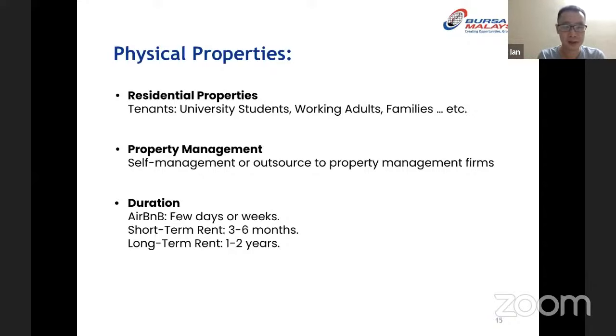Because you're doing Airbnb. Sometimes we may get tenants who want to rent our residential properties for the short term. So maybe you have attracted a nurse, maybe a doctor who wants to rent a place for the short term so that they can complete their internship. When it comes to short-term rent, the duration could be 3 months to 6 months. Okay, so that's short-term rent. And of course, the standard case is that for most university students, working adults, and families, you will sign a tenancy agreement where the duration to occupy the property is about 1 to 2 years. So it depends on the contract.